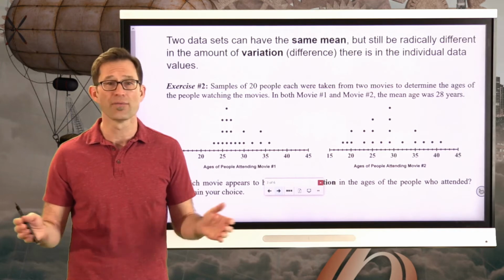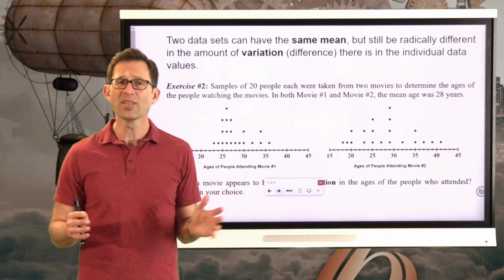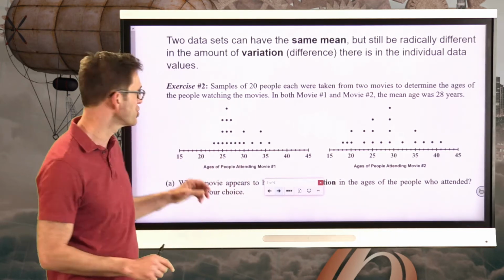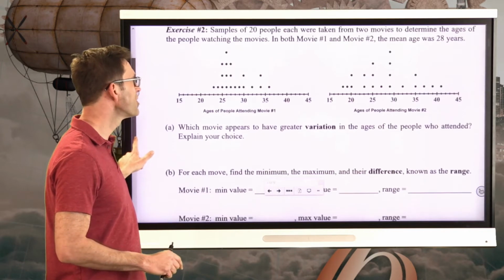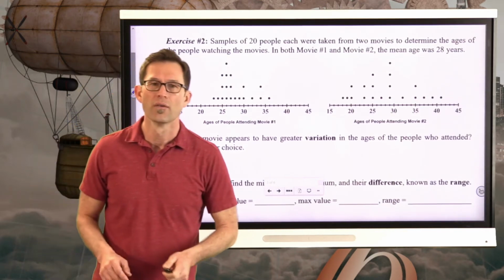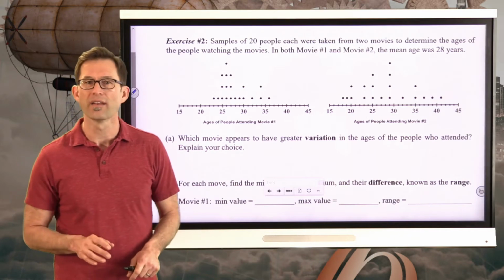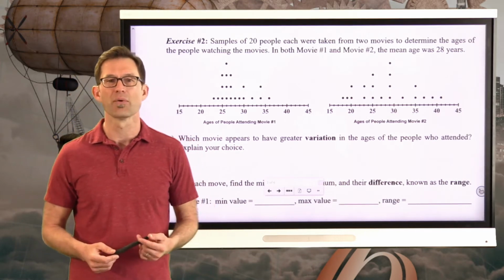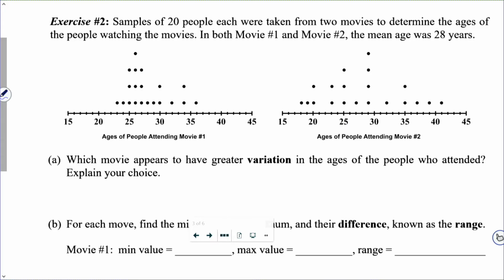All right, so we can definitely have two data sets that have exactly the same average, and yet the answer to the statistical question for the two data sets should be kind of different. Let's take a look at a classic example in exercise number 2. Samples of 20 people each were taken from 2 movies to determine the ages of the people watching the movies. In both movie number 1 and movie number 2, the mean age was 28 years.